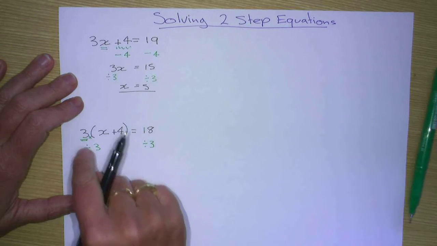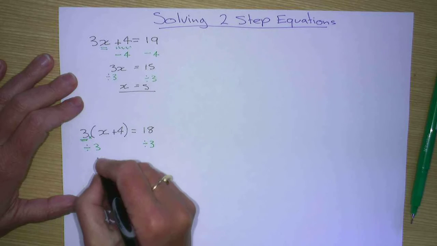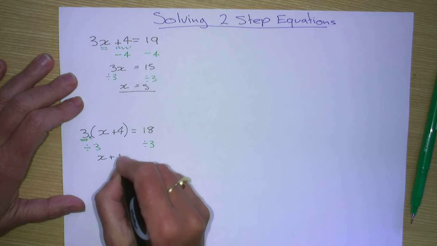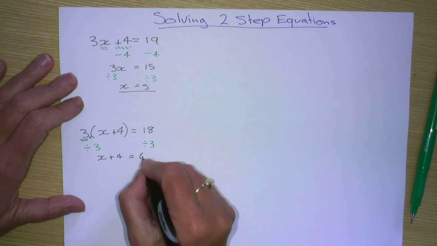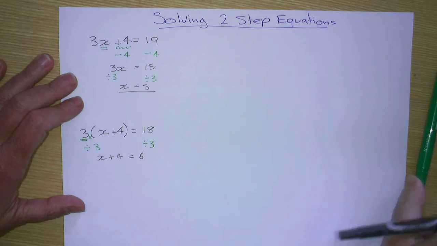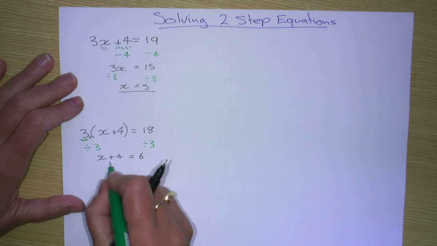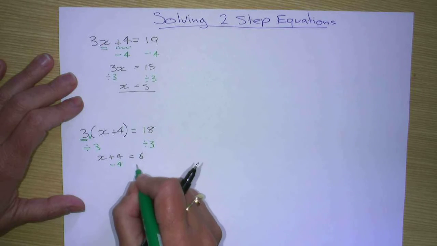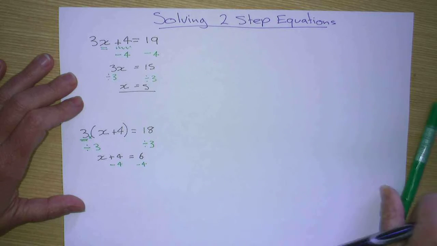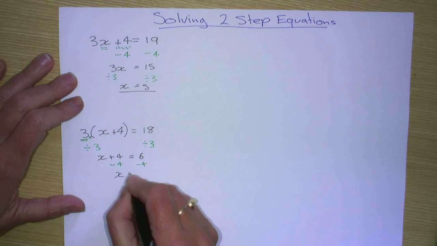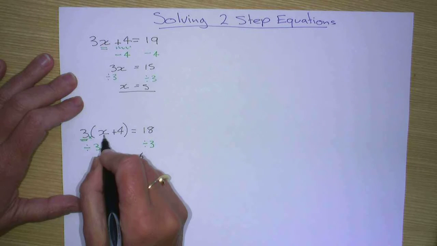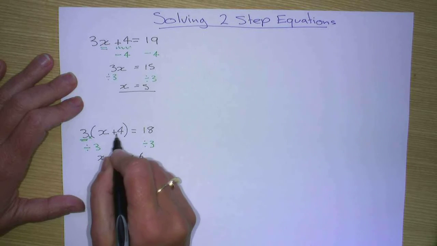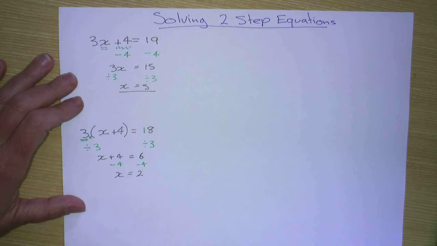3 divided by 3 is 1. That leaves us with x plus 4 on this side of the bracket. 18 divided by 3 is 6. So now we just solve to find our x. We have to minus 4 from both sides. And that leaves us with x equals 2. You can see here, if we put that 2 back in the equation and use BODMAS, we do the brackets first. 2 plus 4 is 6, times 3 is 18.